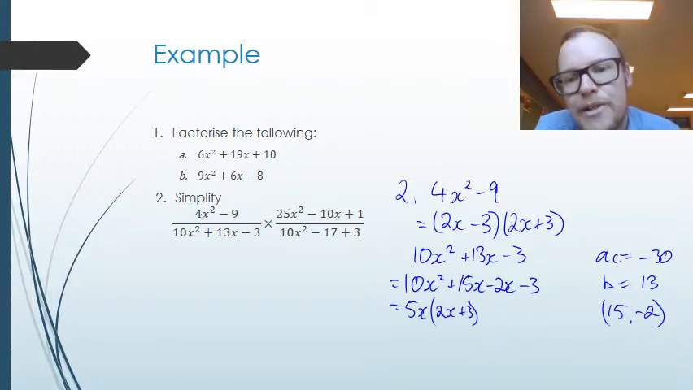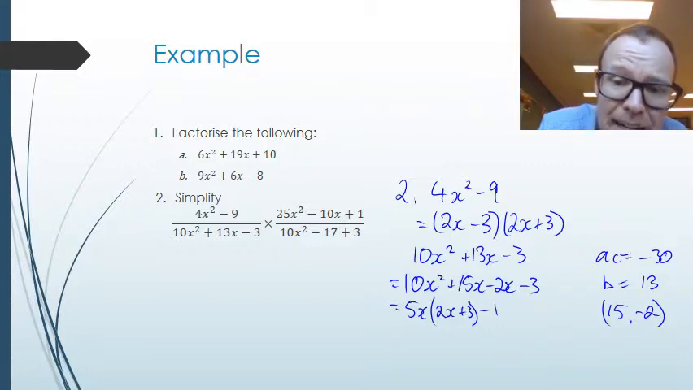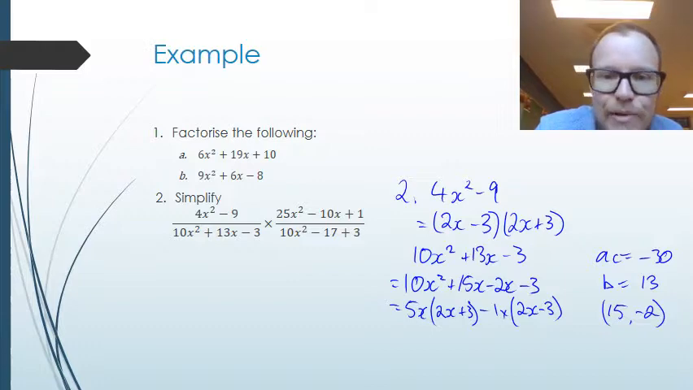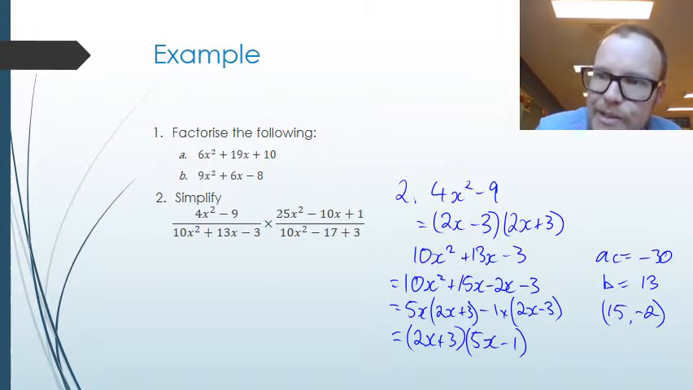Now I've got minus 2x minus 3 here. That means I need to multiply both of those by negative 1 to get 2x plus 3. So this is going to be the same as negative 1 times 2x plus 3. It's the same as just subtracting away 2x plus 3 in brackets, but I'm just going to make it a lot clearer by saying we're subtracting 1 times that. So here, common factor of 2x plus 3, take it outside the brackets, 2x plus 3, 5x minus 1 is what is left over.